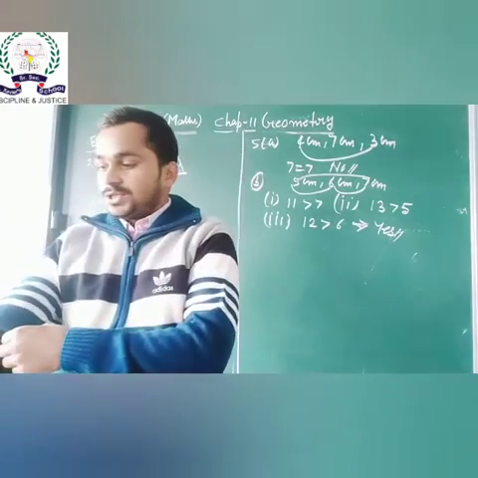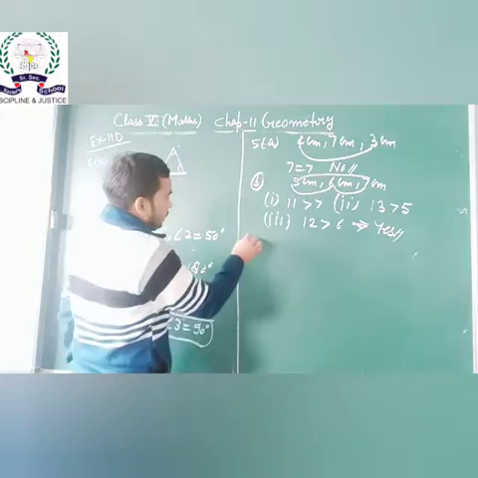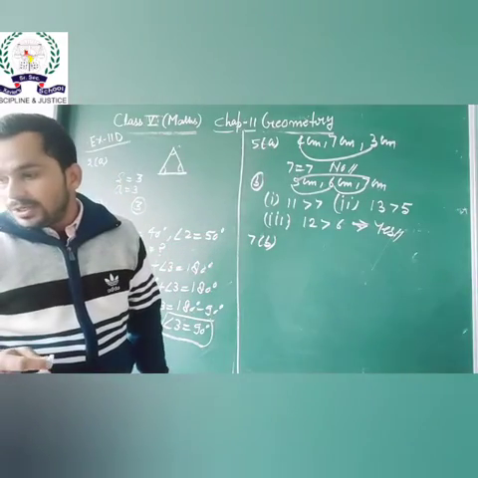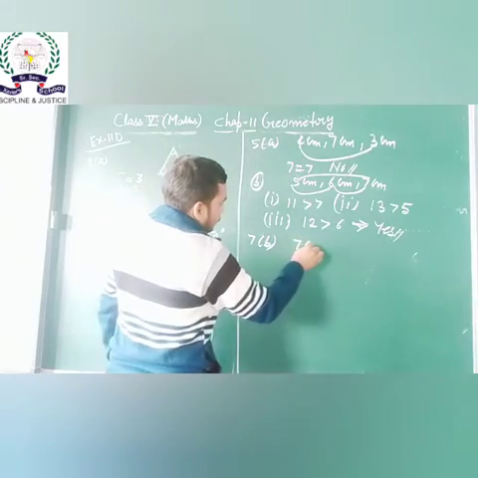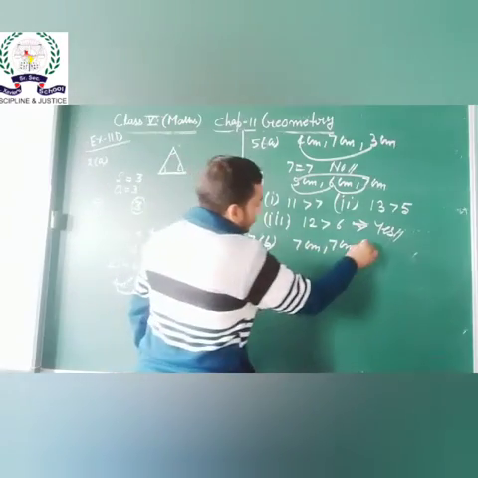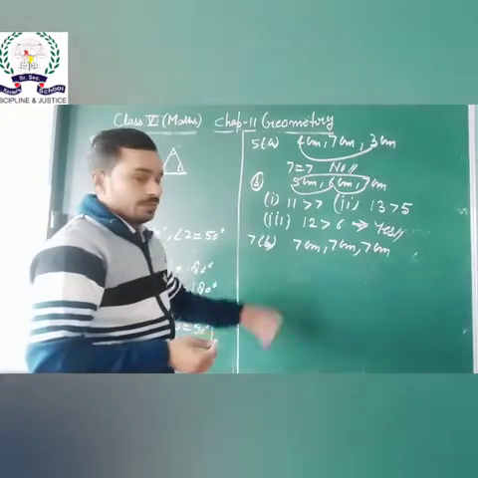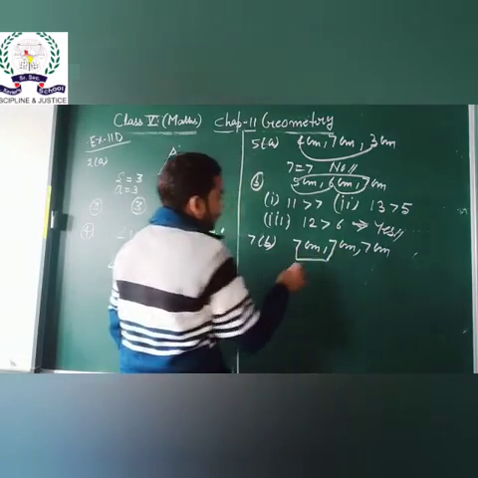Which represents an isosceles triangle? 7B. Which represents an isosceles triangle? So 7 centimeter, 7 centimeter and 7 centimeter. So all three sides are equal. So it is also equilateral and is also an isosceles triangle.